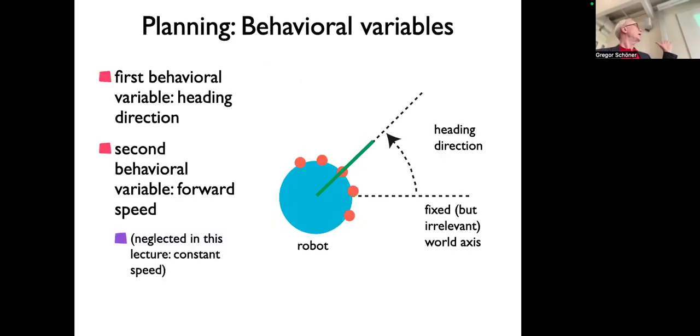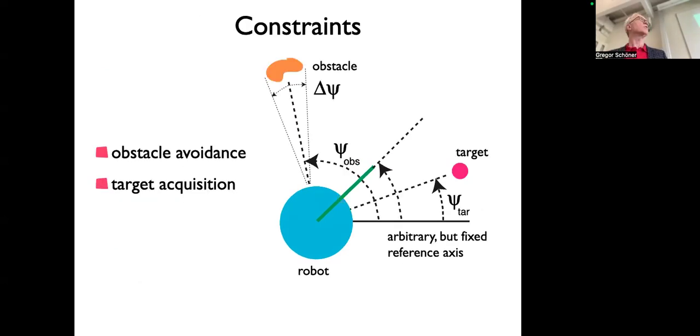Good. So this is a good variable because the constraints that we want to fulfill here in planning can be expressed in terms of that variable. So here's a sketch of that. If you have a target somewhere, you could say the constraint of going to the target can be expressed as a desired value of that heading direction, namely the angle under which the target appears from the arbitrary world axis. That would be the heading that you want. If your nose is pointing in that direction, then you're going to the target. That will be this directional sense.